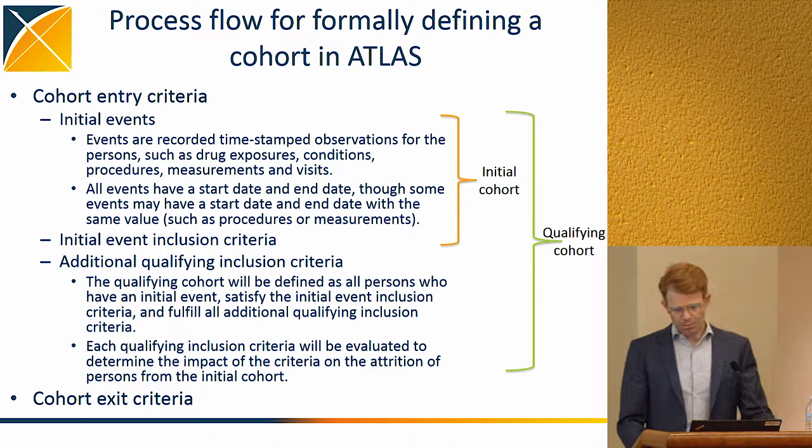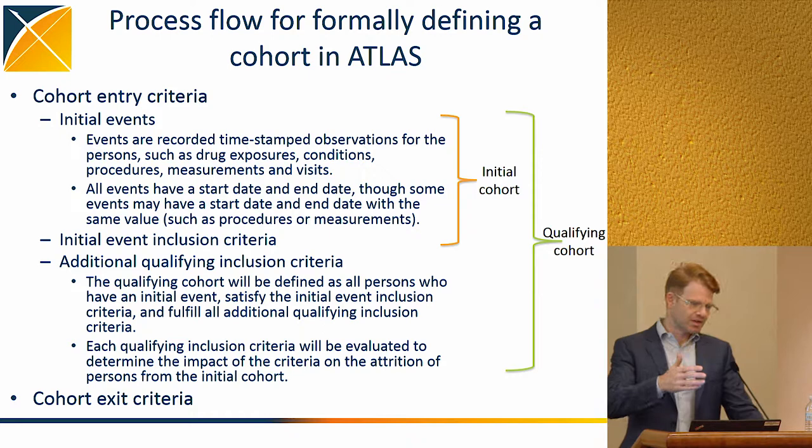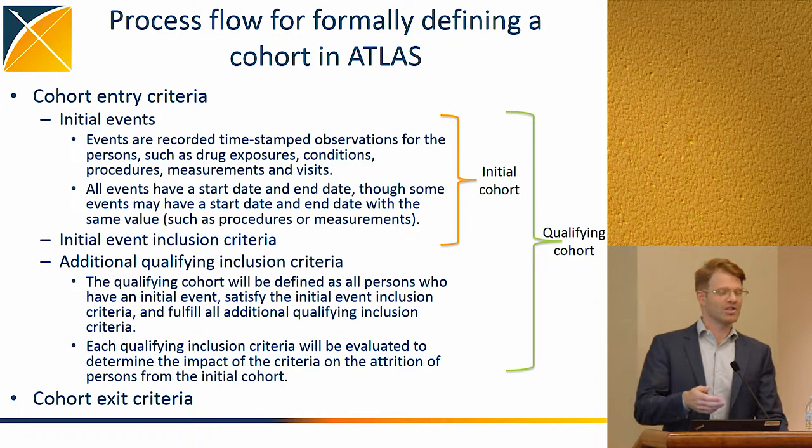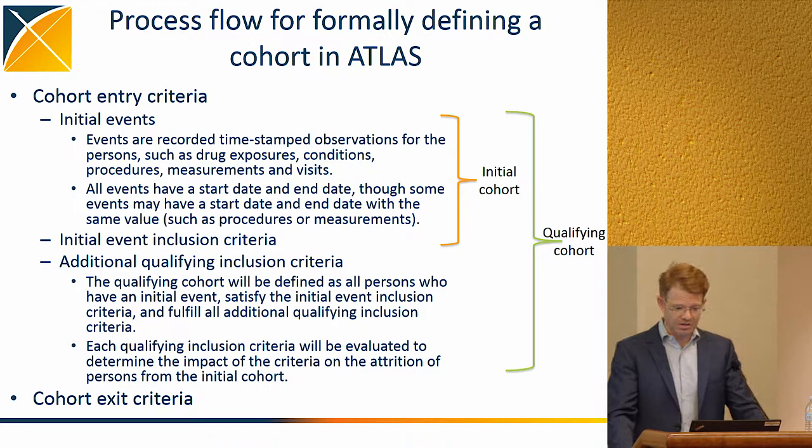And as you add these additional inclusion criteria to your initial event, you can assess the impact of each of these criteria and see how many people from your initial cohort are actually lost for each subsequent criteria that you add. You can get quite granular with this. You can create very, very specific groups of people with a lot of complex inclusion criteria to really zero in on specific populations that could be of interest. It's amazing, and you can just point and click through this. We'll have some fun with this later.